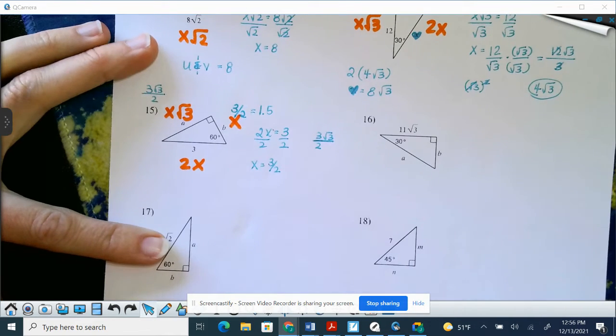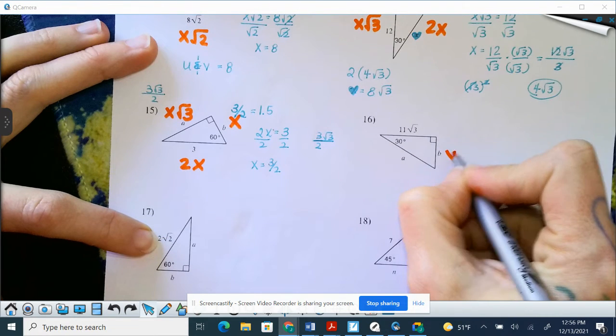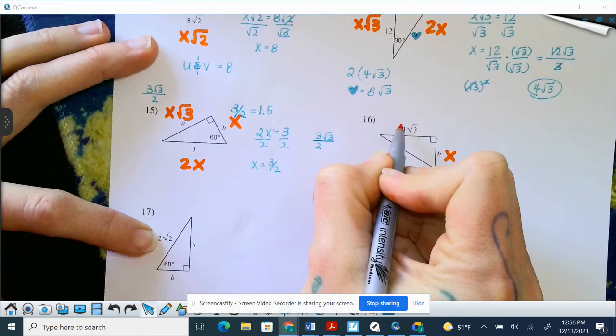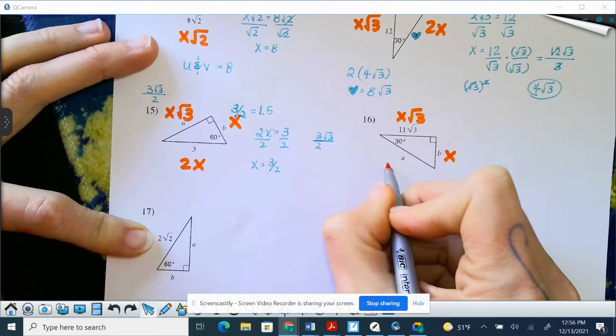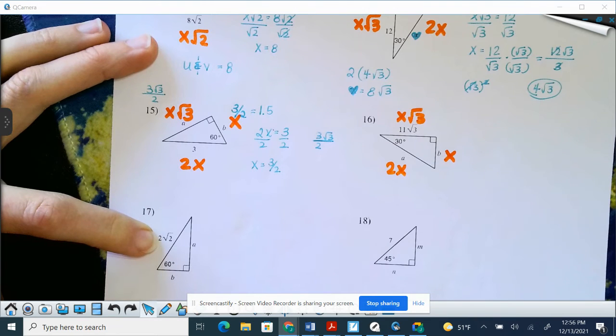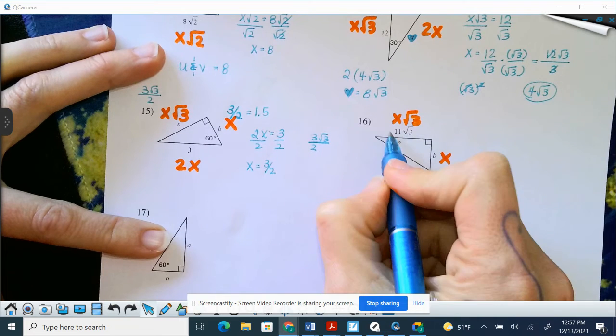So number 16, we have another 30, 60, 90. So across from 30 is always our x, which means this is our 60 side, which means this side is x square roots of 3, and across from our 90, the hypotenuse, is 2x. Now, maybe you're picking up on this pattern, but if you see square root of 3, square root of 3, you always know this has to be x.